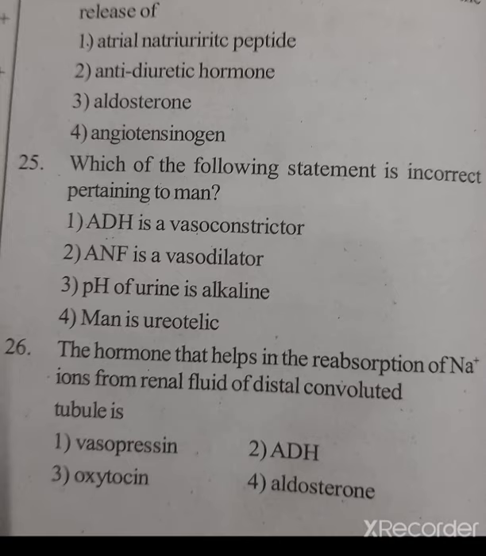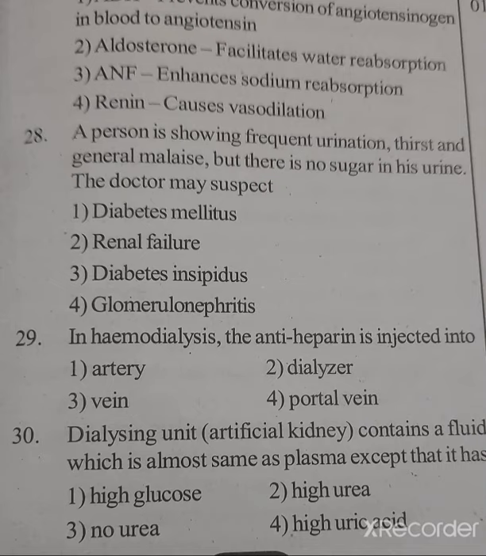Next comes the 26th question. The hormone that helps in the reabsorption of Na plus ions from renal fluid of distal convoluted tubule is 1. Vasopressin. 2. ADH. 3. Oxytocin. 4. Aldosterone.